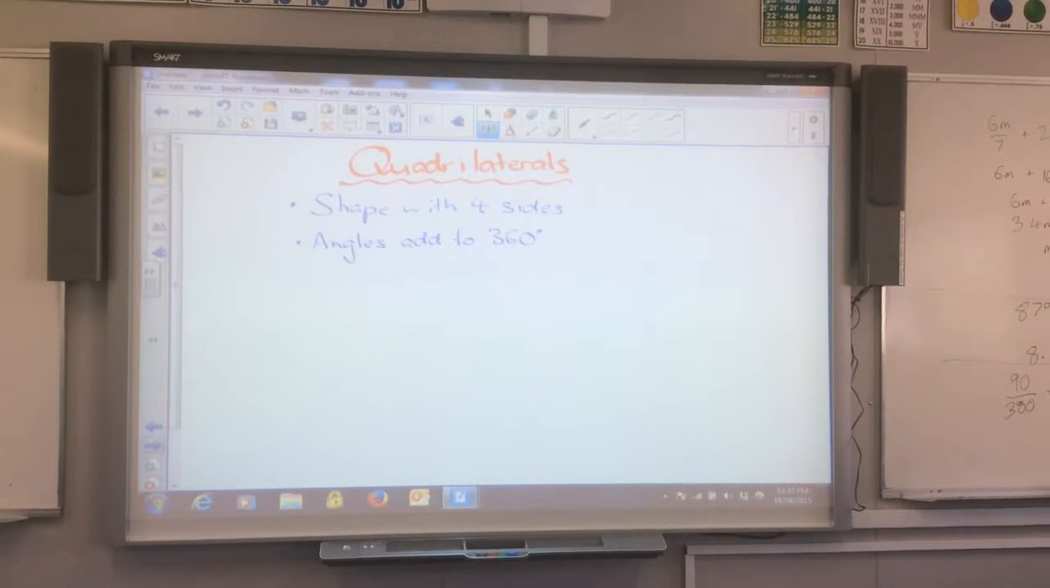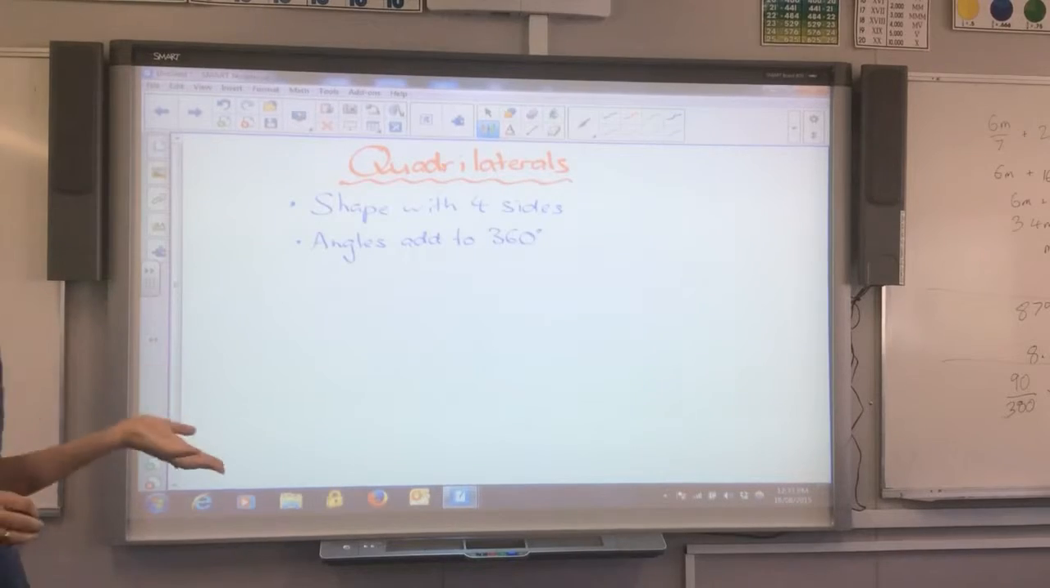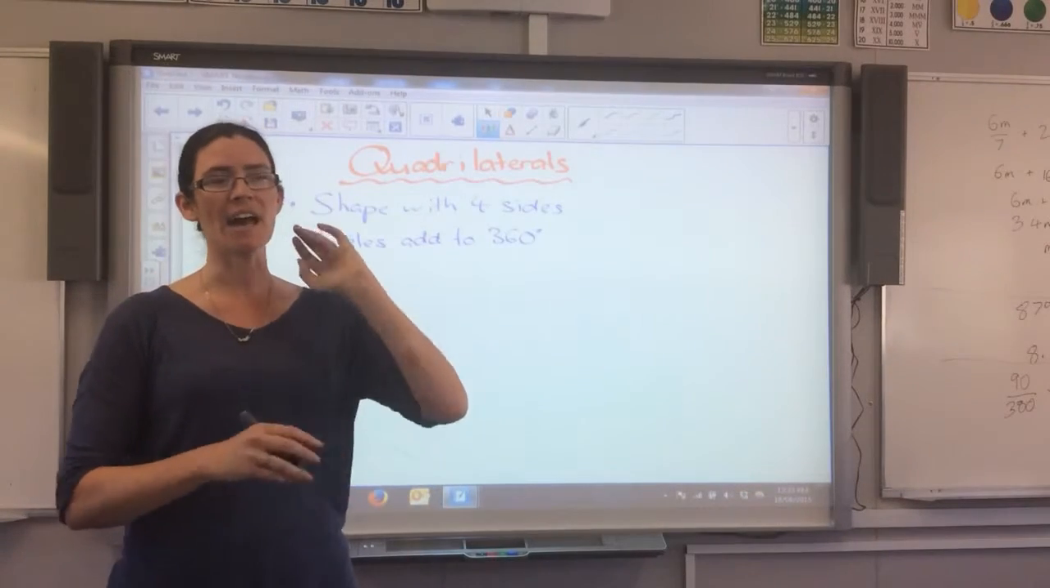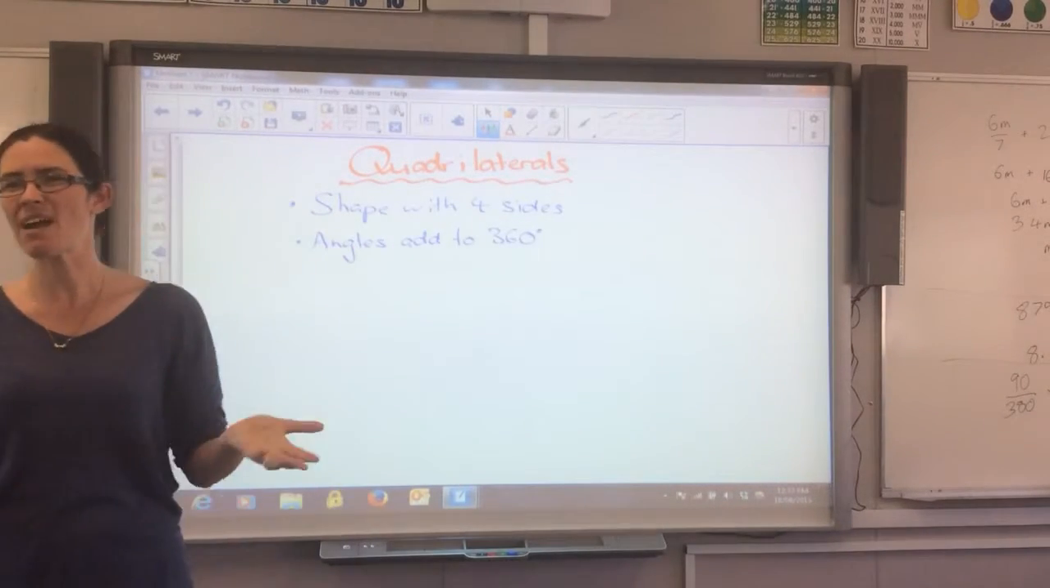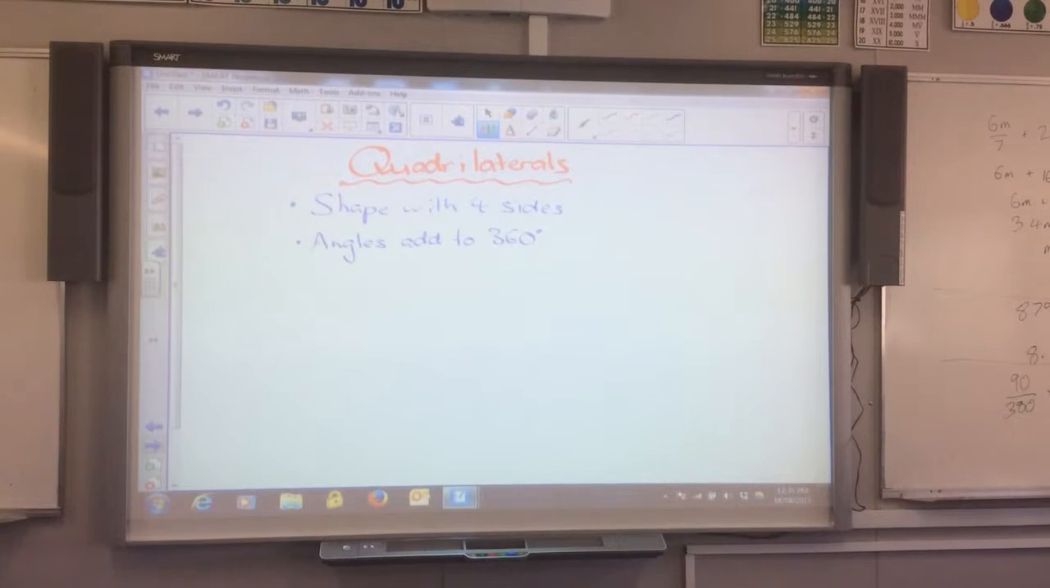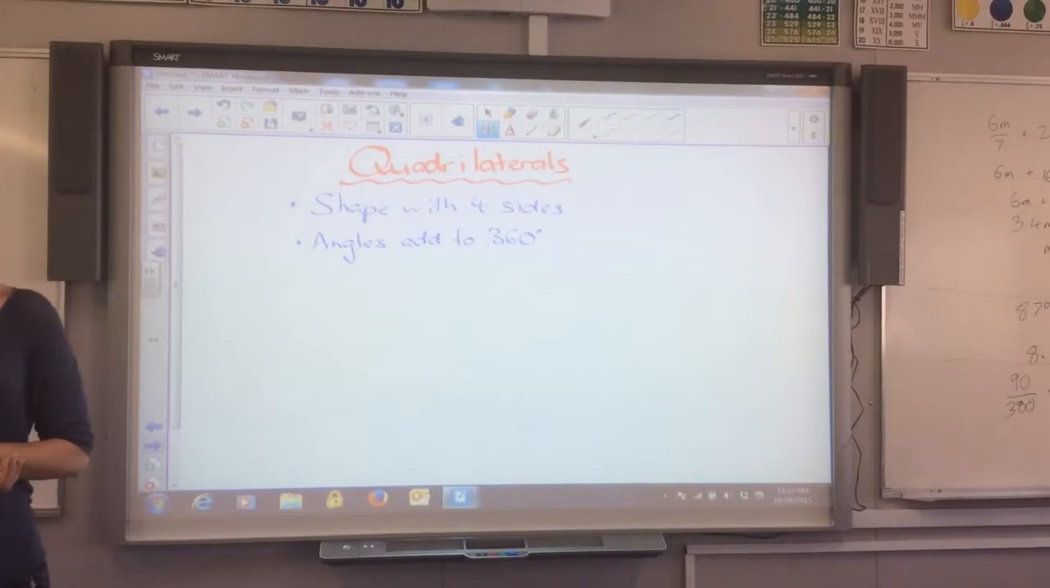Now remember when we did triangles, we had right angle, we had obtuse, we had acute. We don't have those with quadrilaterals. We just have two types. We have convex and non-convex. Has anyone heard those words before?